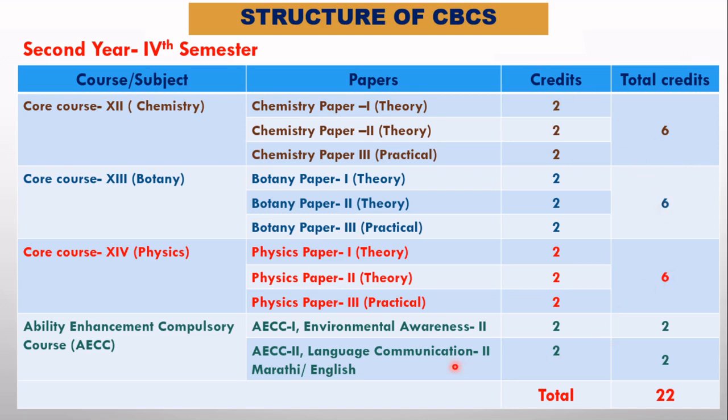6, 6, 6, it becomes 18. In the second semester of second year, that is the fourth semester of BSc, there will be an ability enhancement course, environmental awareness second, which contains 2 credits, and language communication, which contains 2 credits. There will be any language, Marathi, English, or as per the availability of language in that institution. So this language contains 2 credits. In this way, in the fourth semester of BSc or second semester of second year, there will also be 22 credits.